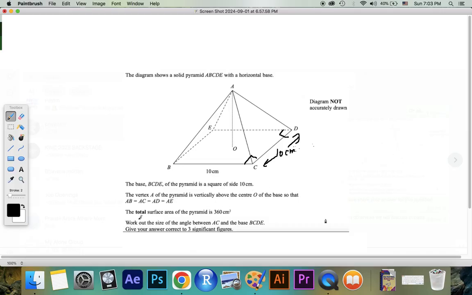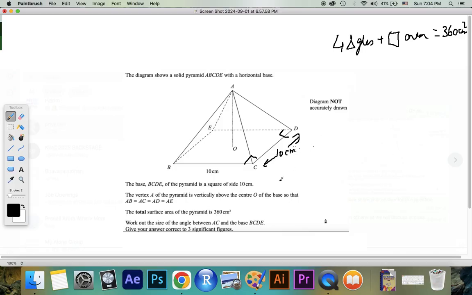So total surface area, see the word total is in bold, that means all the areas of how many triangles are over here. There are 1, 2, 3 and 4 triangles and a square. So 4 triangles plus the square area is equal to the total surface area, which is 360 centimeters squared.